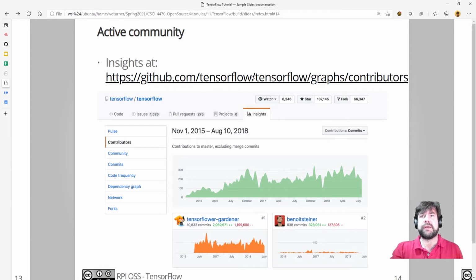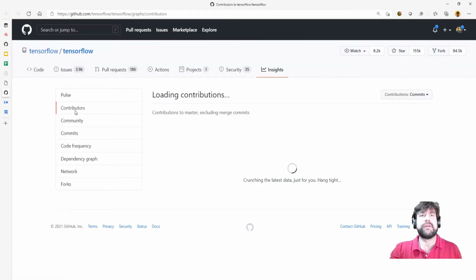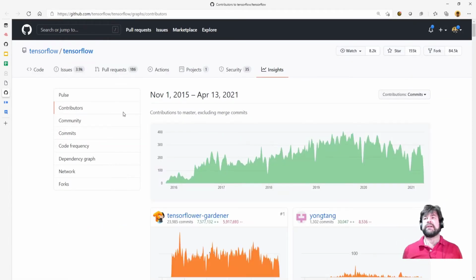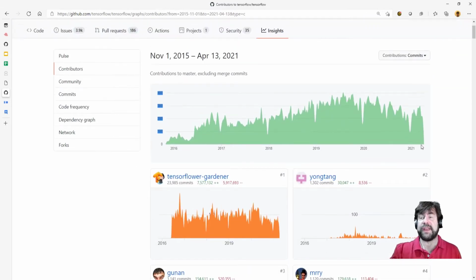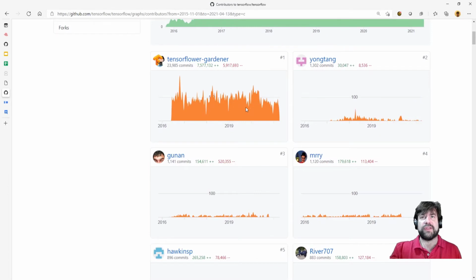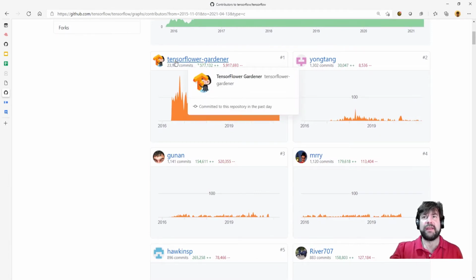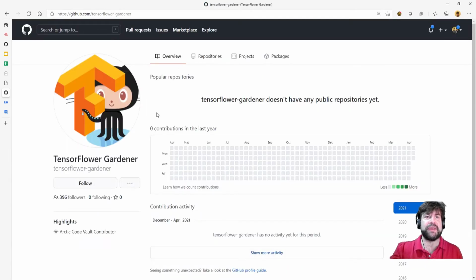TensorFlow is available on GitHub, so we can actually go out and go to the GitHub page and do an analysis. And these are all the commits since sometime in 2015 out through today. You can see old TensorFlow Gardener. I think that may be the automatic push guy. But he has 7 million, yeah.